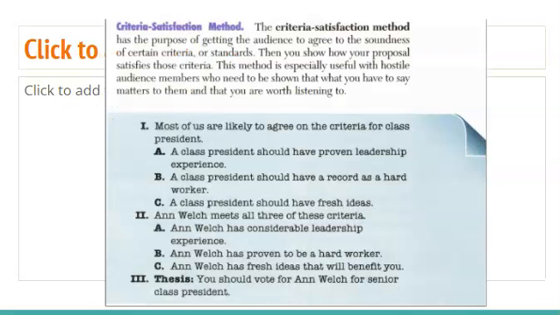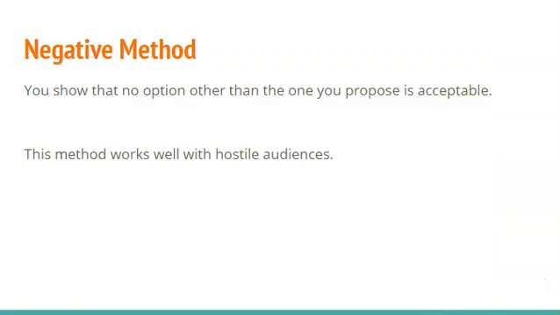And here's an example. This is actually from the speech book itself. And here are the criteria for class president. I mean, this is pretty cheesy, but, and here's how this woman, Ann Welch, meets all of those criteria. So that's just a simple example of criteria satisfaction method. And then you have the negative method. This works really well with hostile audience.